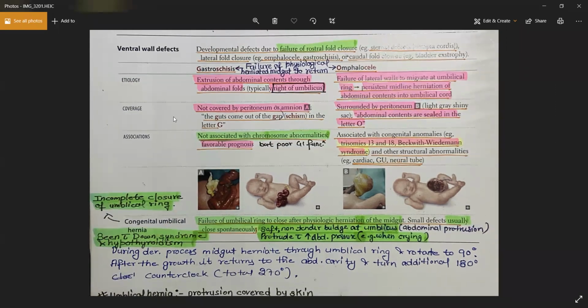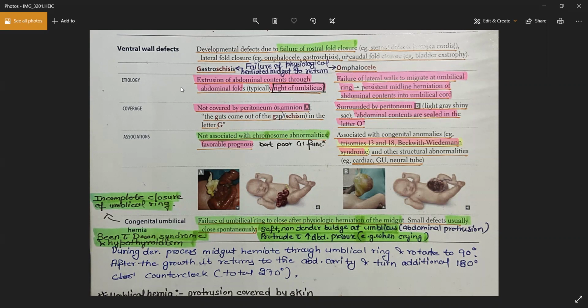Yes. And now we discuss the lateral fold closure defects. Two defects are here, gastroschisis and omphalocele. In both of these defects, the herniated midgut, which is a physiological herniation of course, won't return back to the original position again. So it is a failure of the physiological herniation of the midgut to return to the abdominal cavity. So one thing is a lateral fold closure, and second, the herniated midgut won't return to the abdominal cavity. So it can give rise to both scenarios, gastroschisis and omphalocele.